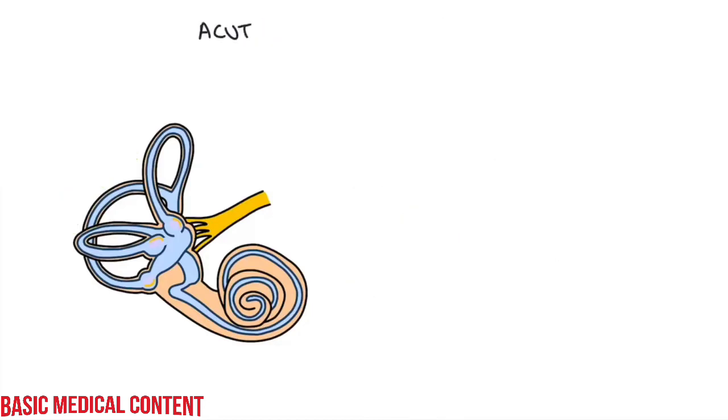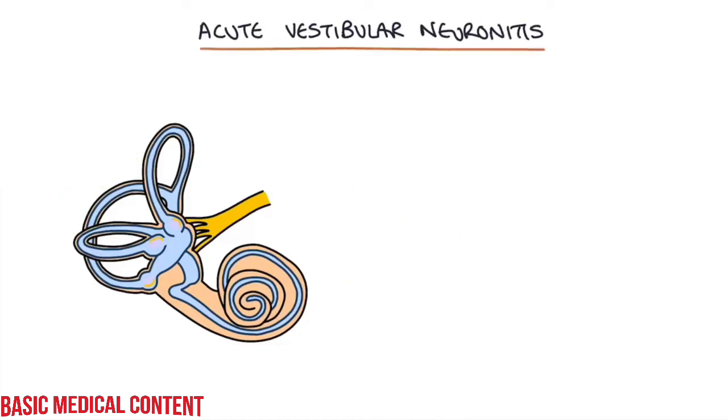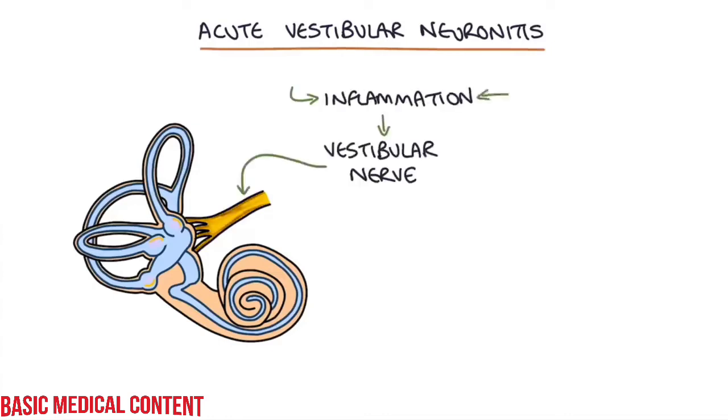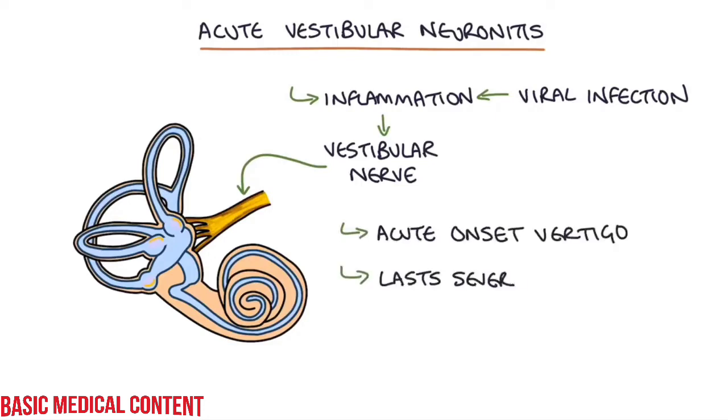Finally, let's talk about acute vestibular neuronitis, which describes inflammation of the vestibular nerve, and this is usually attributed to a viral infection. However, it can occur without any other symptoms of the viral infection. The disruption to the function of the vestibular nerve leads to a mismatch in signals to the brain, causing vertigo. Usually the history is of an acute onset vertigo that lasts for several weeks before gradually resolving.